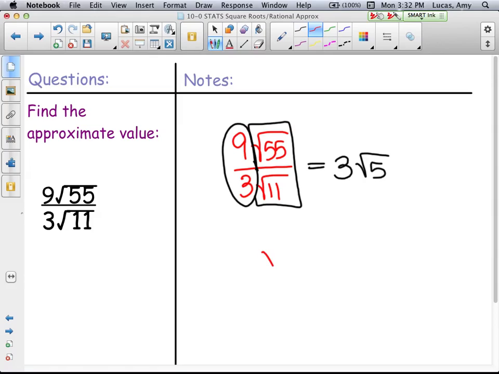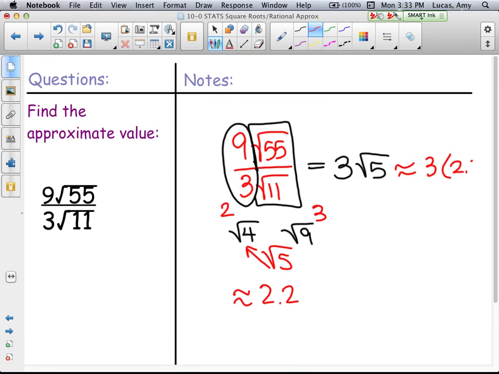The square root of 5 is in between perfect squares 4 and 9, and it's really close to 4. So it's in between 2 and 3. This one's 2, this one's 3, and really close, only 1 away. So I'm going to say 2.2. So 3 times 2.2 is approximately 6.6. So divide the numbers in front of the roots and divide the numbers underneath them, and then simplify.